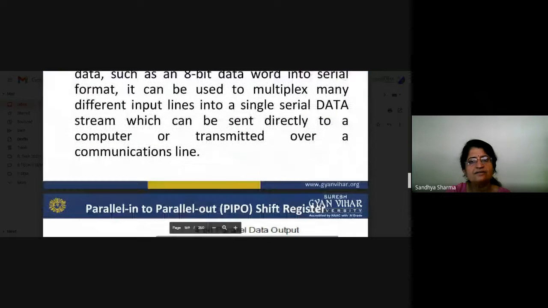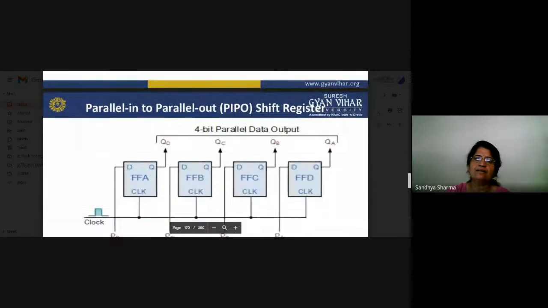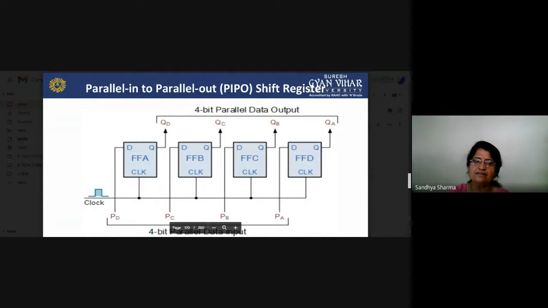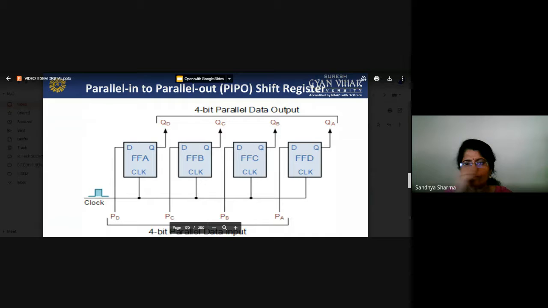Now the last one is parallel in, parallel out. So there is a method. You can load your data in parallel. There is no serial communication. You have to take the data in parallel.